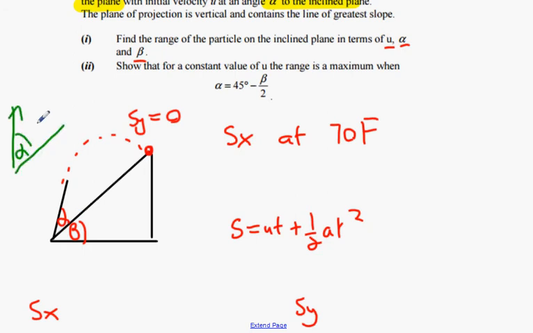That's parallel to the plane. It's going at speed u. Break it up into its two components. What are its two components? U cos alpha and U sine alpha. Velocity triangle, tick. Gravity triangle, we haven't done it yet.